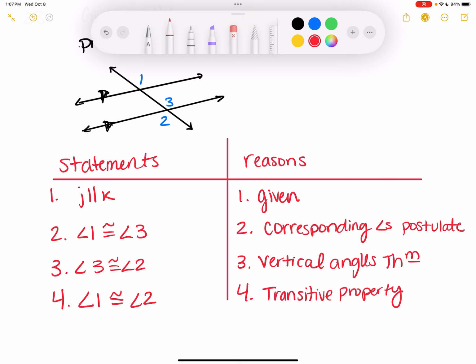So when you're doing number 29 as part of your homework, it's proving the perpendicular transversal theorem. You obviously can't use that to prove it. You have to use other information to prove that one.